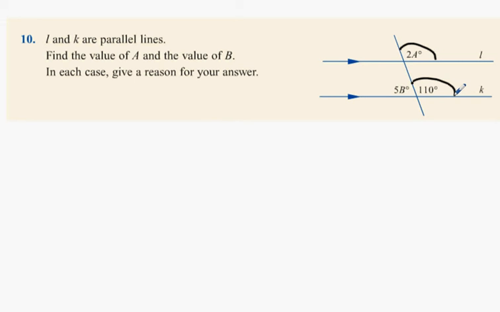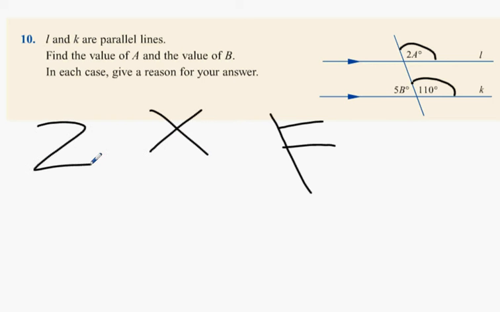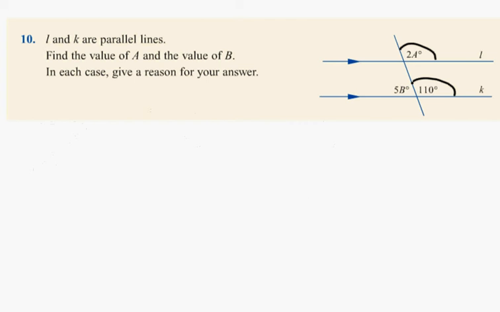Because it's, what's the word? Corresponding, it's the F. If you see the F, it's corresponding. If you see the X, it's vertically opposite. And if you use a Z, it's alternate. Everybody got that? Okay, so corresponding is 2A equals 110. A therefore equals 55.